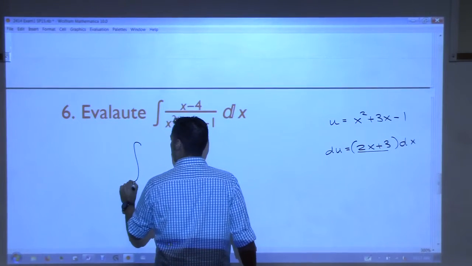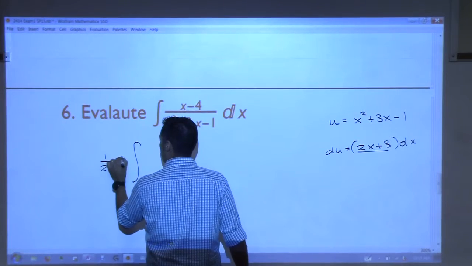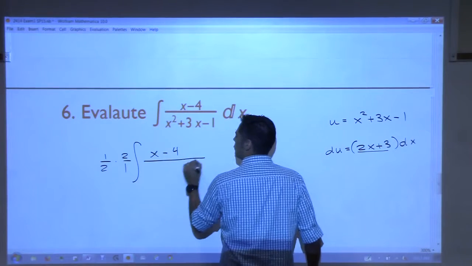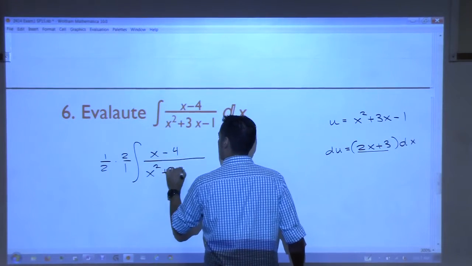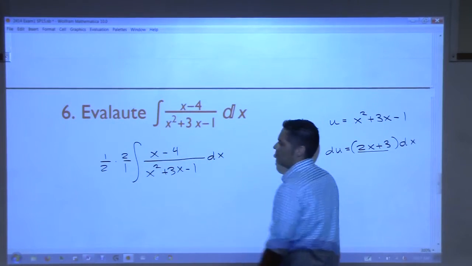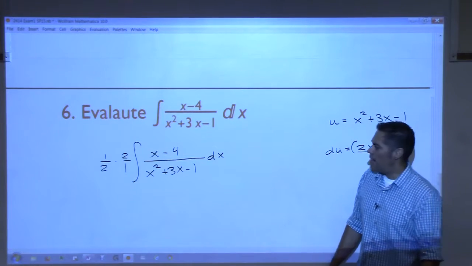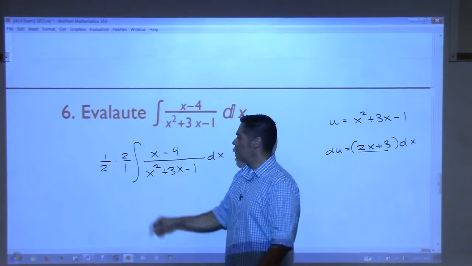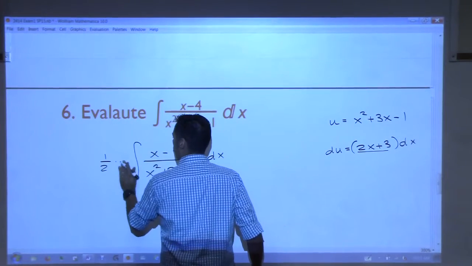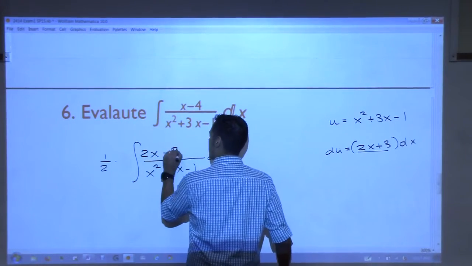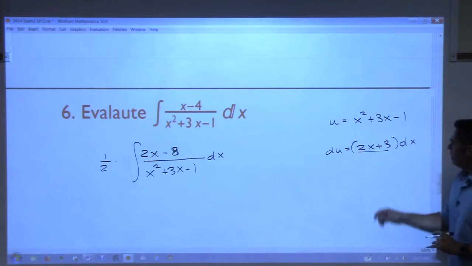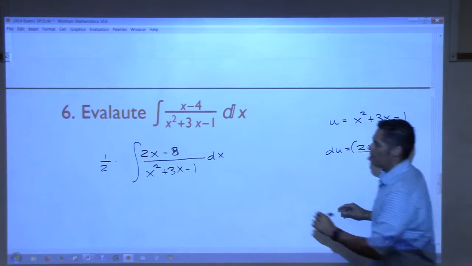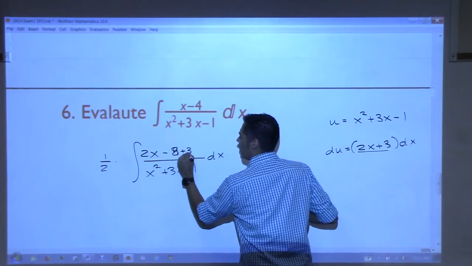Here's the integral. Out here I'm going to put 1/2 times 2 over 1. Do you all agree that that is the same thing? Now I'm going to multiply this 2 through and leave the 1/2 out there. So my numerator is going to become what? 2x minus 8, right? Okay, now I need it to be plus 3, so watch what I do now. I'm going to add 3 and subtract 3.